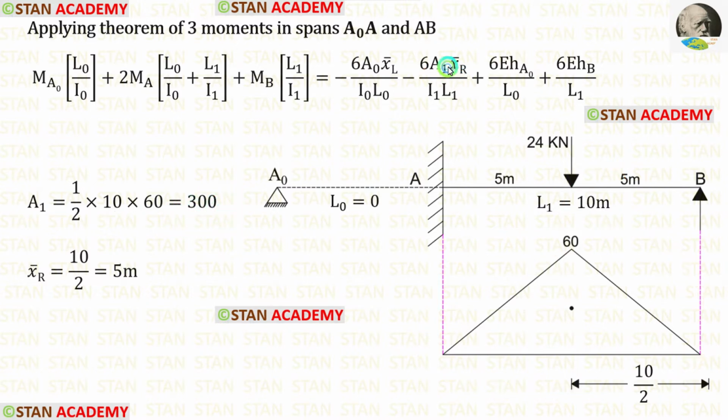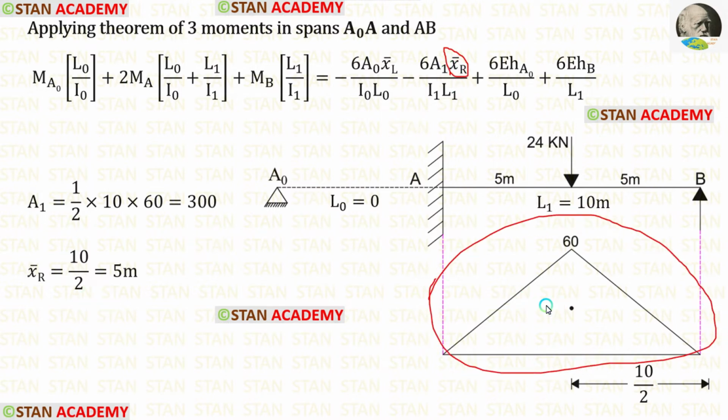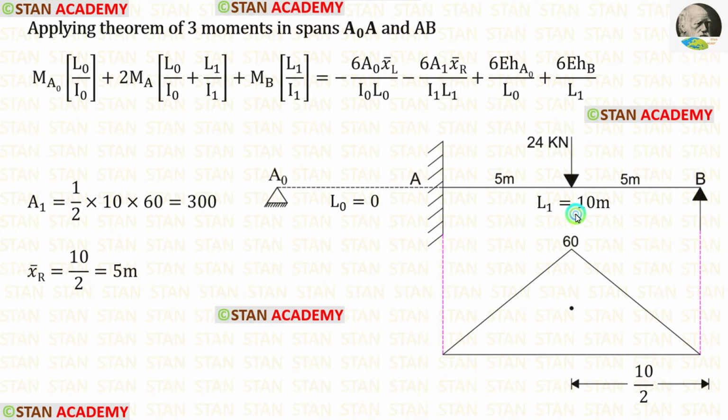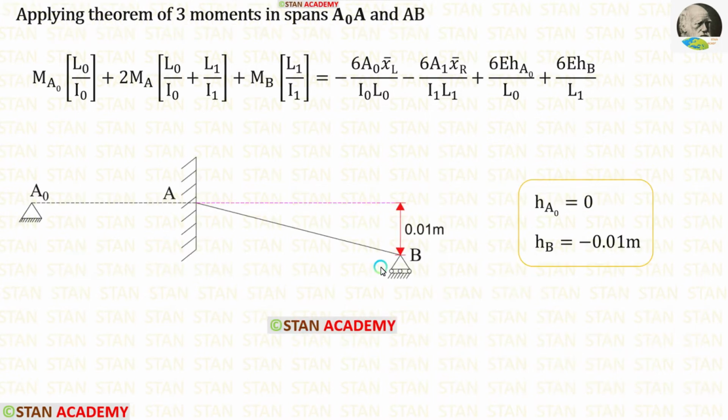Now let us find x bar right. This is a symmetrical diagram. The centroid lies in the center. When we divide the length 10 by 2, we will get x bar right, which is equal to 5 meter. We know that in this analysis, the support B sinks by 0.01 meter.